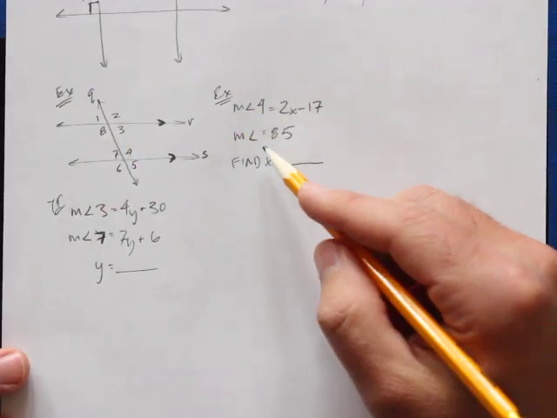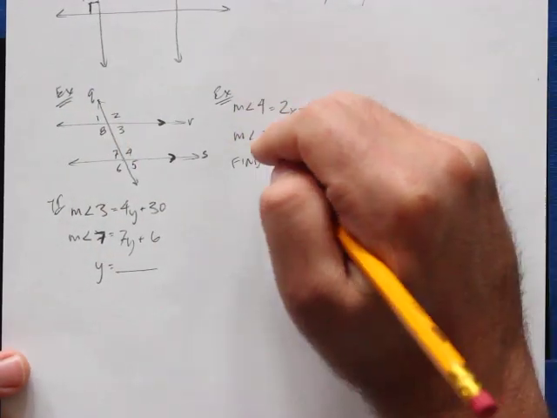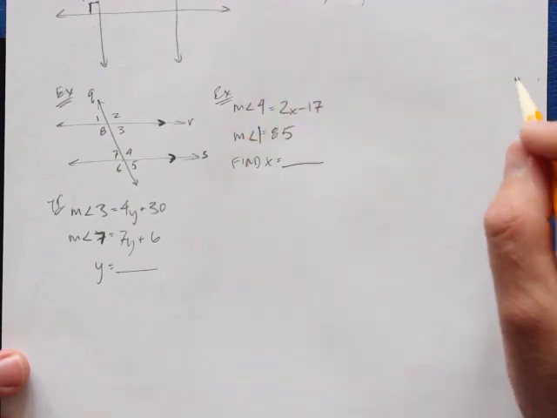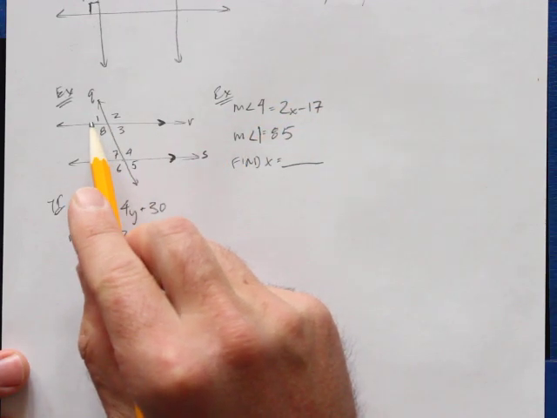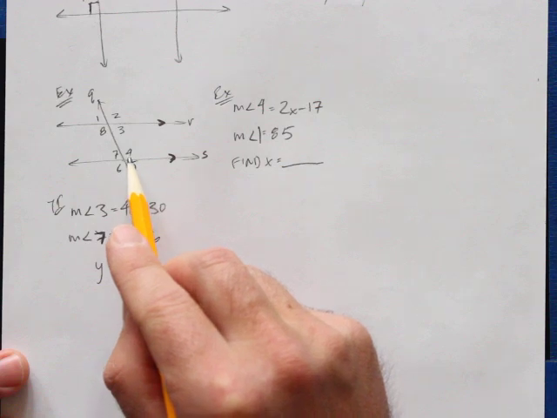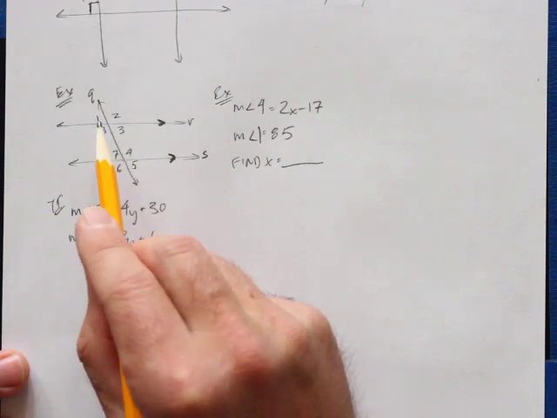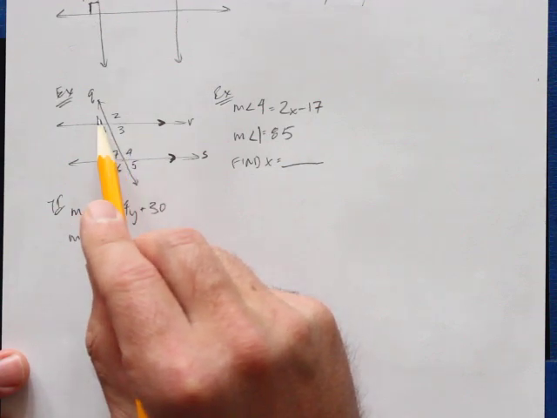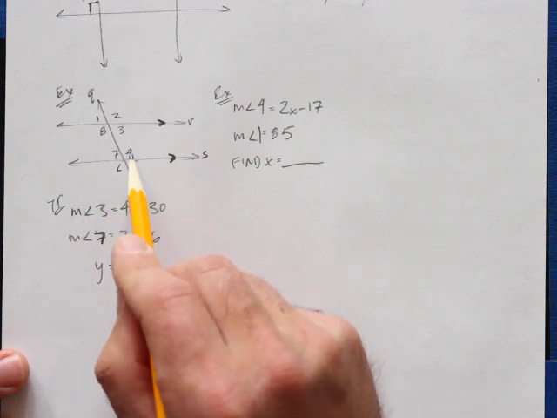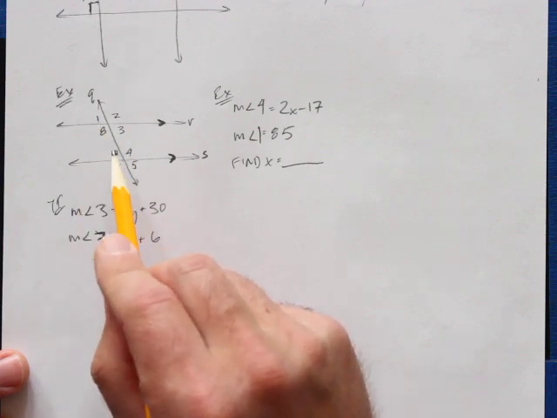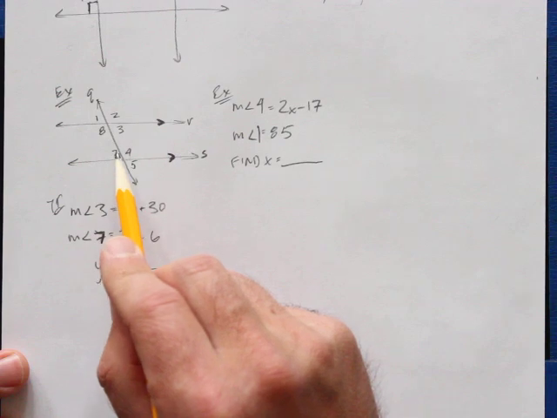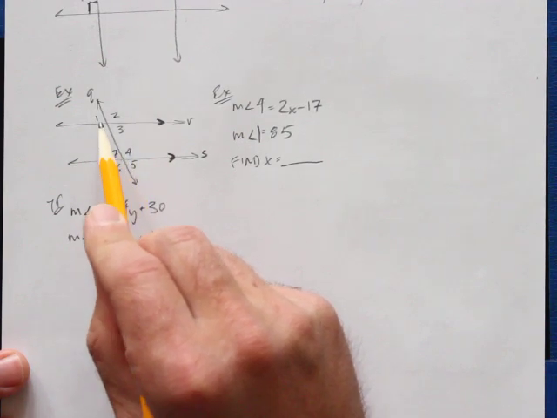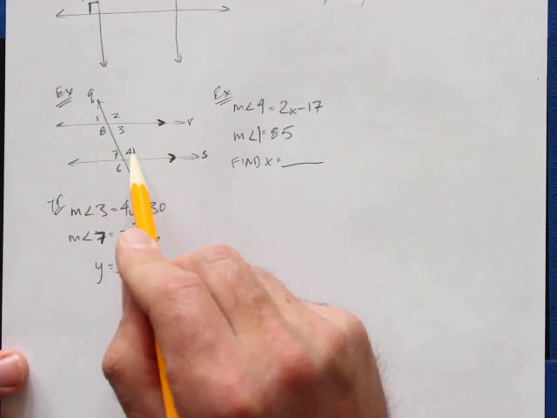Here we go. Measure of angle 1. I said 1, but I didn't write it down. Okay, measure of angle 1 is 85 degrees. Measure of angle 4 is 2x minus 17. 1 and 4 have a special kind of relationship. They are supplementary. 1 and 7 are corresponding. They are congruent. 7 and 4 are supplementary. So 1 and 4 are supplementary.